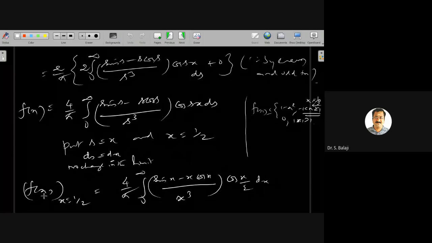Now we are in need of f of x at x equal to 1 by 2 on the left side here. Your definition of f of x is 1 minus x square for minus 1 to 1, otherwise it's 0. For minus 1 to 1, therefore your x equal to 1 by 2 definitely lies between minus 1 to 1. Therefore, you get the definition 1 minus x square. Okay, you have the functional value 1 minus x square for x equal to 1 by 2.